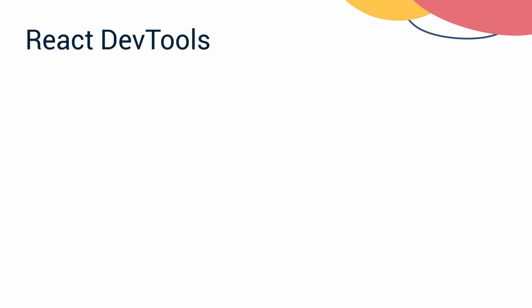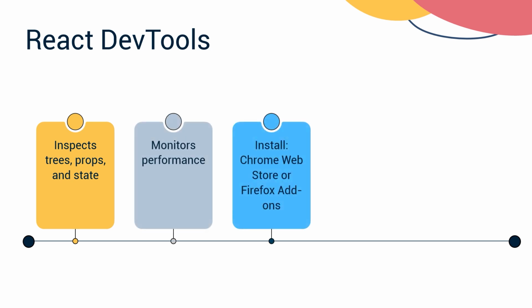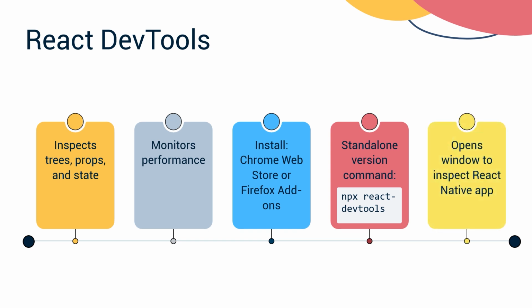Lastly, let's learn about some commonly used error handling and debugging tools for React Native code. React Dev Tools inspect React component trees, props, and state, and monitor component performance. You can install it from the Chrome Web Store or Firefox add-ons. You can also use the standalone version by running the following command. This opens a window where you can inspect your React Native app.